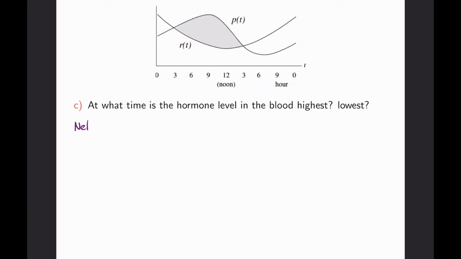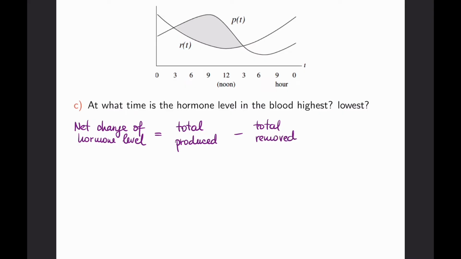So we're going to think about the net change of hormone level over, let's say, a 24-hour period. We've already discussed that it's governed by two processes, the production and the removal. The total is going to be the total amount produced minus the total amount removed. Now, this is again where we get to draw the connections between the rate function and the total amount function.